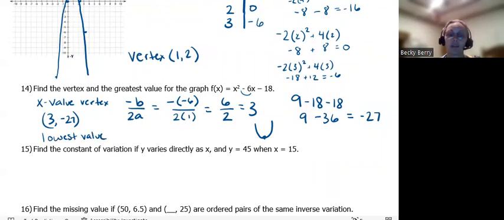So our vertex is our lowest value. What is our greatest value then? These keep going in both directions. A little bit of a trick question. The greatest value is infinity. It goes up forever. And so this is the infinity symbol. So this question was probably meant to ask what's the lowest value, and so our vertex would also be our lowest value. Our lowest value would be the y, or the -27. So our lowest value would be negative 27.